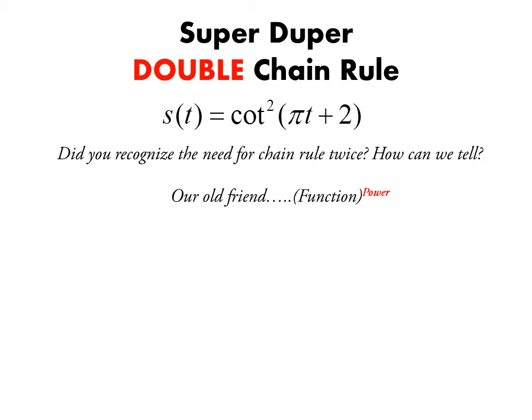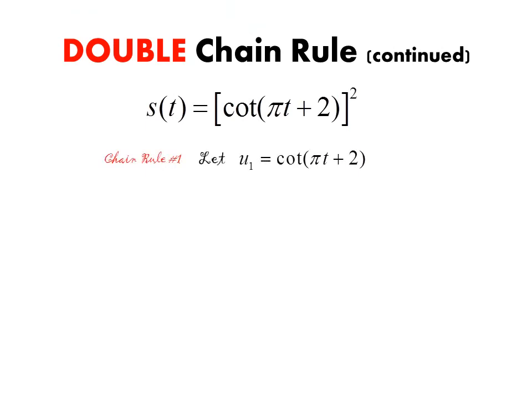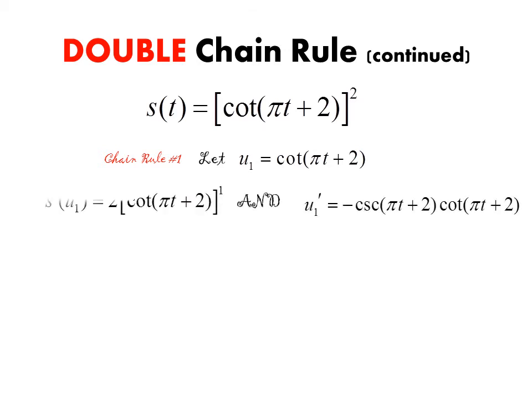How do we know? Well, again, we have a function to a power, but within that we have another differentiable function. Right? This pi t plus 2 piece is hiding inside the angle, and that is really the giveaway that says we're going to need to do chain rule twice. So, again, we're going to let our first u function equal cotangent pi t plus 2. S prime of u, bring the power down, reduce it by 1. The derivative of the inside piece alone is negative cosecant pi t plus 2, cotangent pi t plus 2.